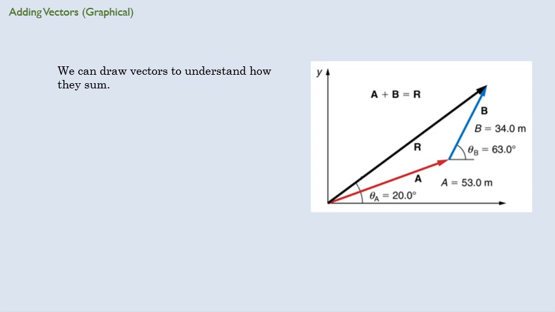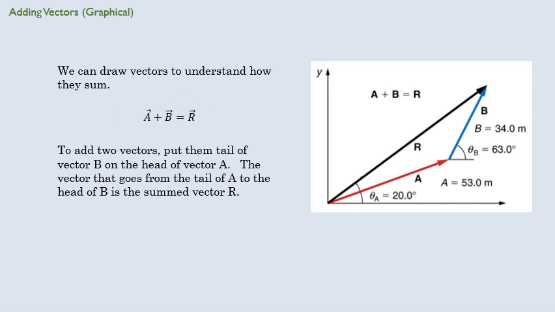So if we are going to add vectors A and B here, A is the red one, B is the blue one, we write it like this with our vector symbols to let us know that we're adding vectors. And the way that we do that is we put them head to tail. Okay, so we take B and put the tail of B right at the head of A, and it gives us a summed vector here, R.